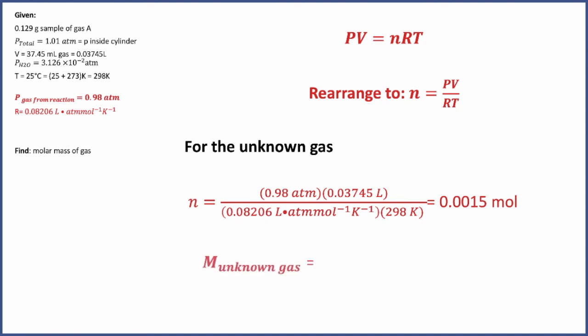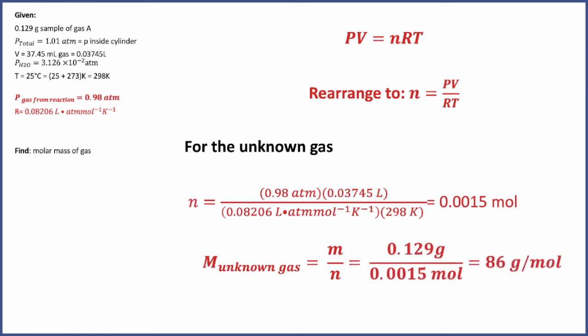0.0015 moles. Now, to find our molar mass, all we have to do is divide our mass by the number of moles, 0.129 grams divided by 0.0015 moles, and we get 86 grams per mole.